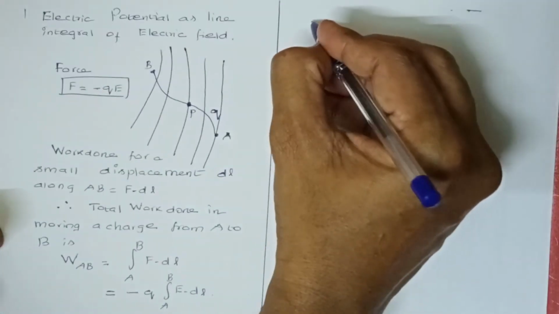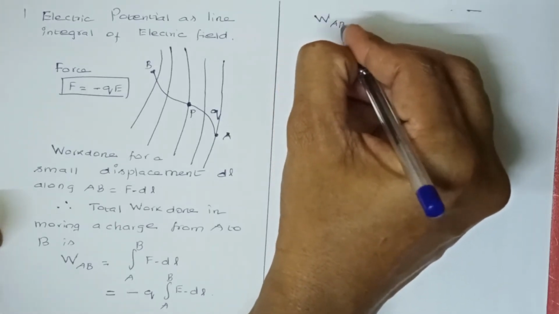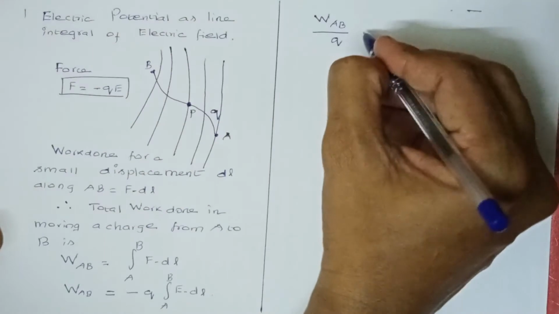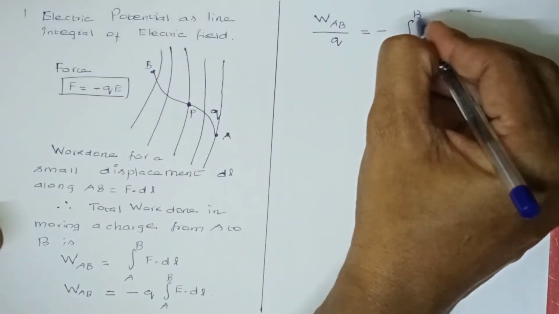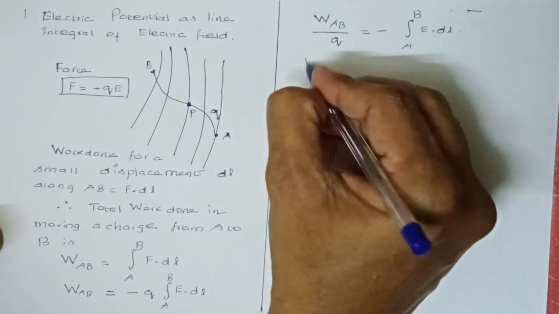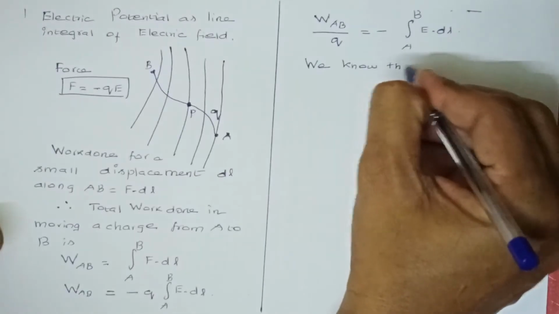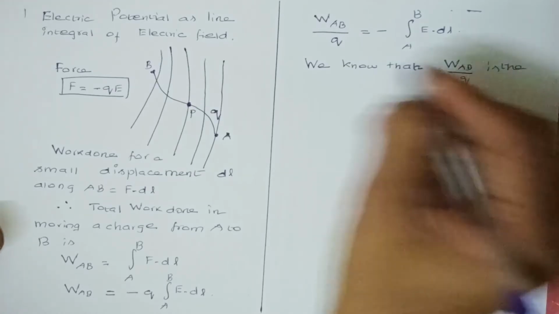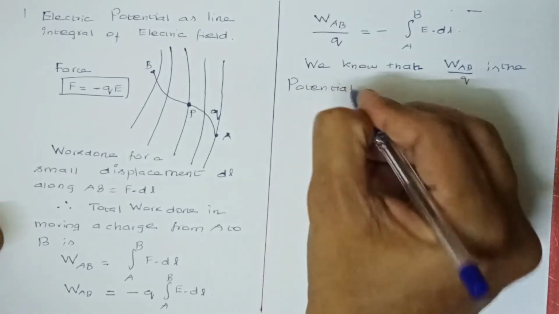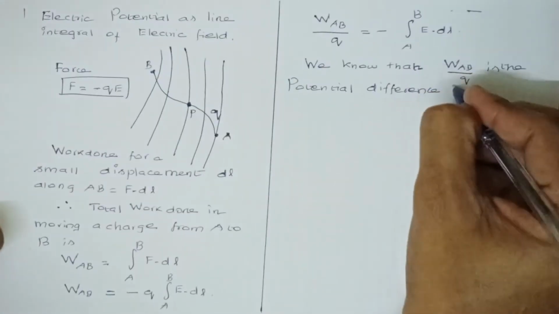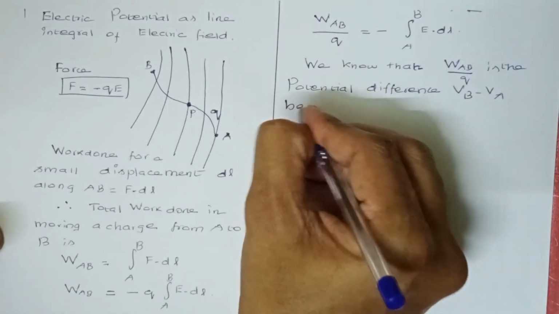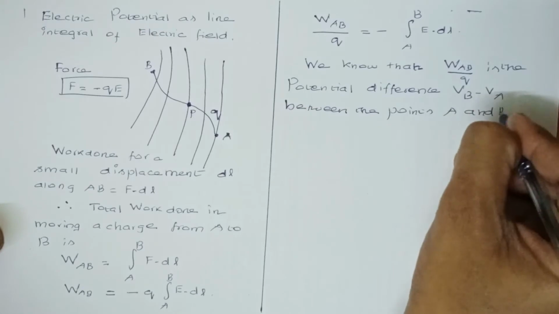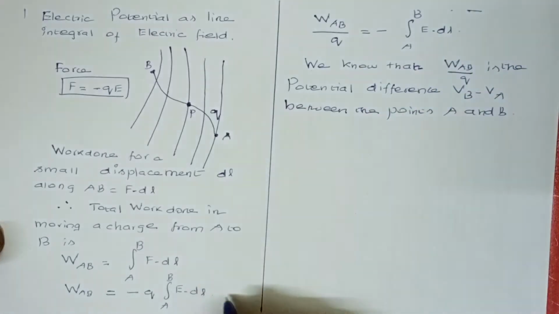Now we can write the work done formula. Bringing the Q to this side, W_AB by Q is equal to minus the integral from A to B of E dot dl. We know from the previous definition that W_AB by Q is the potential difference, that is, V_B minus V_A between the points A and B.